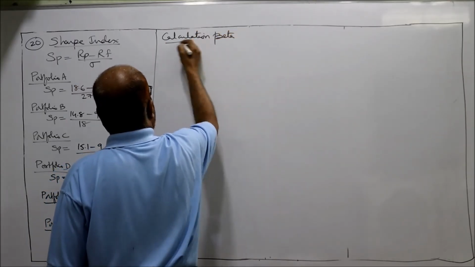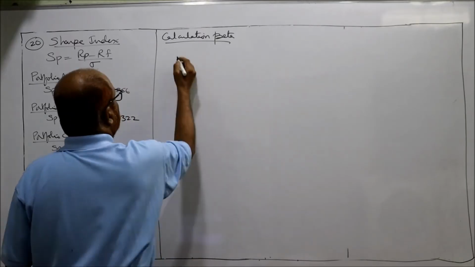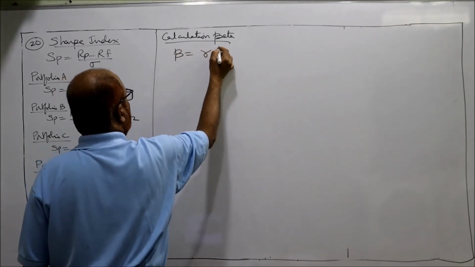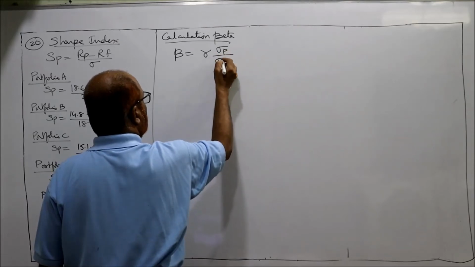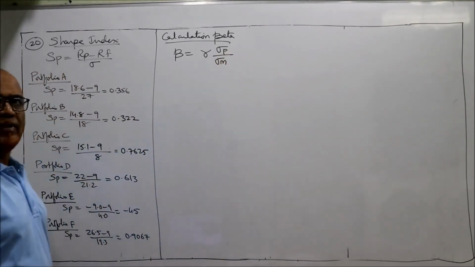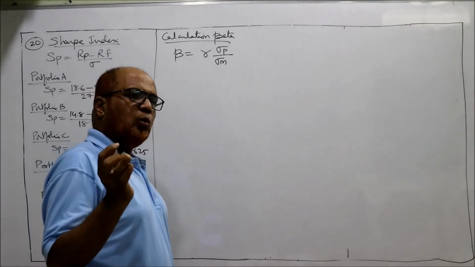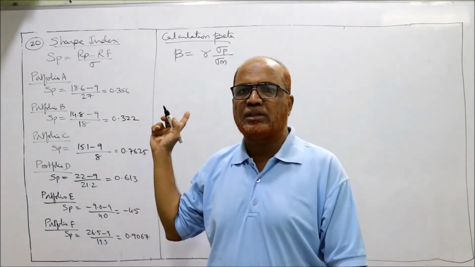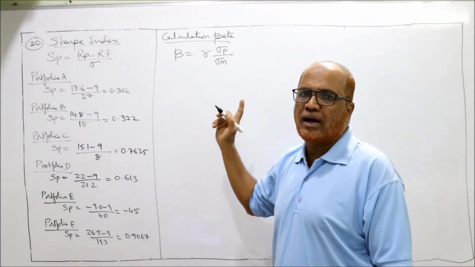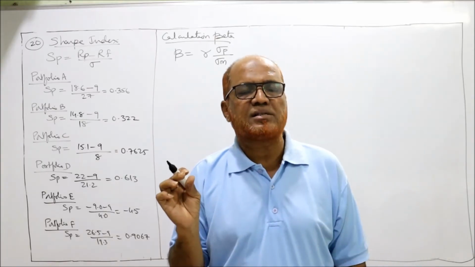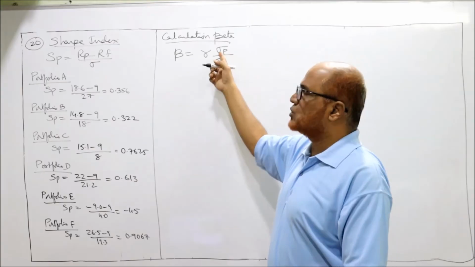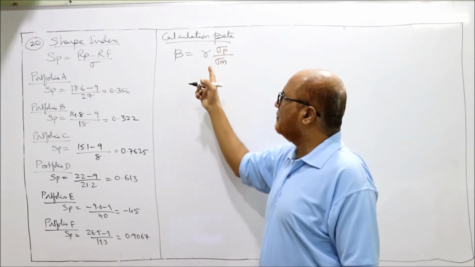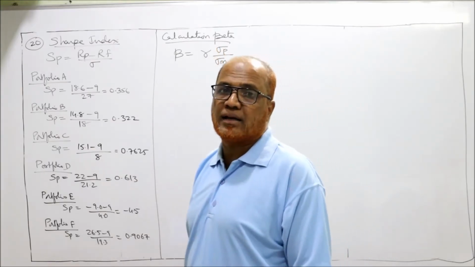Calculation of beta. There's a formula for beta. Beta is equal to R into standard deviation of P divided by standard deviation of M. Whenever beta is not given, we can find it by using this formula. Beta is equal to R, where R stands for correlation coefficient, into standard deviation of portfolio divided by standard deviation of market.